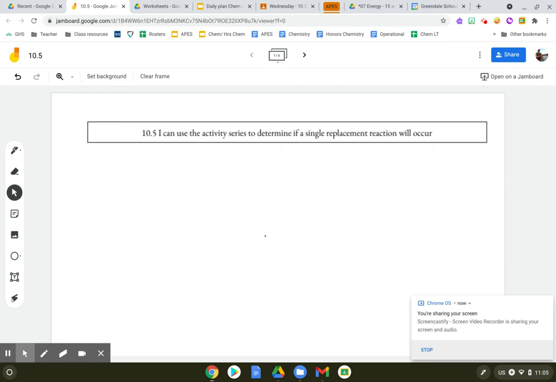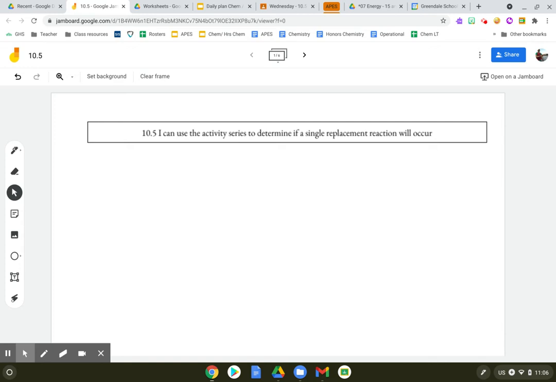All right, so for 10.5, we are looking at something called the activity series and using it to determine if a single replacement reaction will occur. So you've seen a number of single replacement reactions. This was the reaction you worked with in the lab, where I gave you an element, which was a coil of either silver or copper, and you put it into a solution of either copper sulfate or silver nitrate. And both of those reacted.